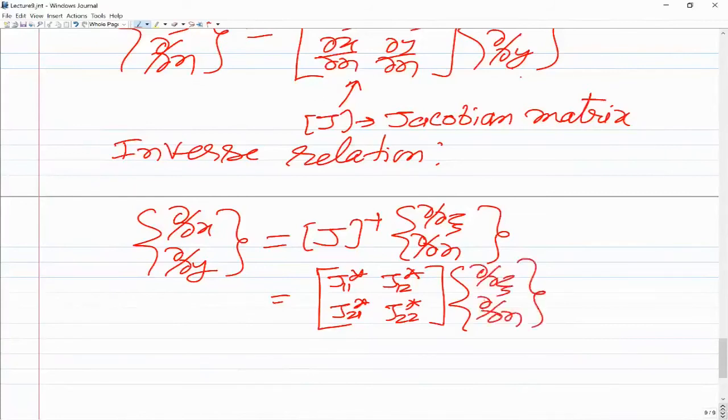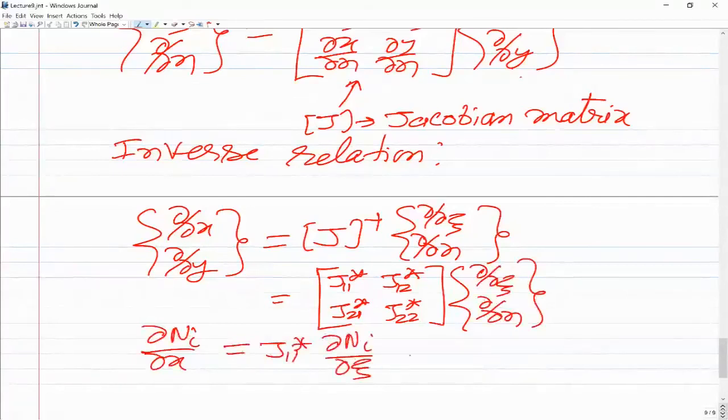So then now you need the derivatives of shape functions with respect to x and y. So if you take any ith shape function, so del Ni by del x would be J11 star into del Ni by del xi, because it is del by del x, and del by del x is J11 star del by del xi plus J12 star del by del eta from this relationship. So when you operate it on Ni, it would be J11 star del Ni by del xi plus J12 star into del Ni by del eta.